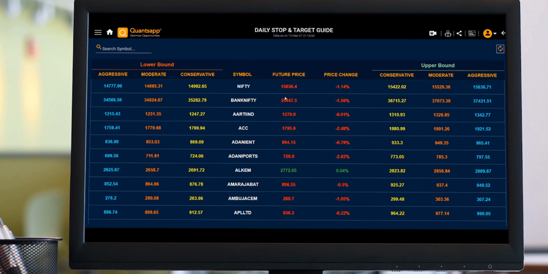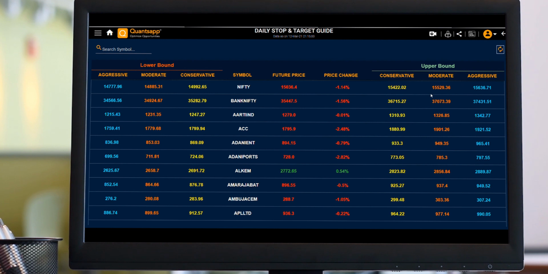So Nifty, the future price right now is 15,036. I'm getting to see the price change. Nifty's price today has gone down by 1.14 percent, and the upper bound of Nifty, I should consider at 15,422.02. Moderate upper bound should be 15,529.36. Similarly, if I am an aggressive trader, I should consider 15,636.71 as Nifty's aggressive upper bound.